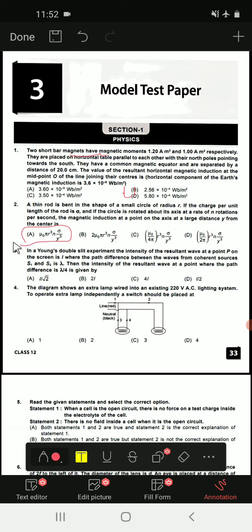After that, we have question number 3. In a Young's double slit experiment, the intensity of the resultant wave at a point P on the screen is I, where the path difference between the waves from the coherent sources S1 and S2 is lambda. Then the intensity of the resultant wave at a point where the path difference is lambda by 4 is given by. We have these four options.